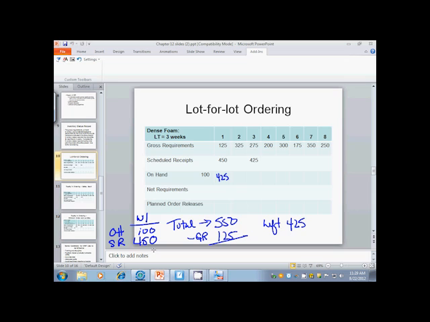If I look at week 2, let's get rid of the math here and we'll just keep working on the bottom of this page. Let's look at week 2.